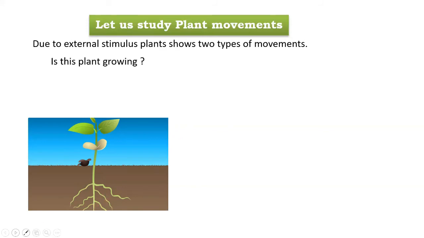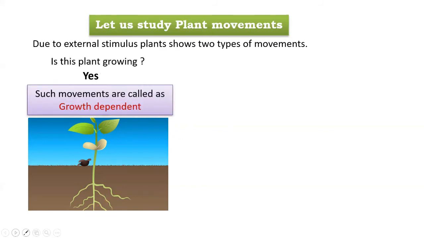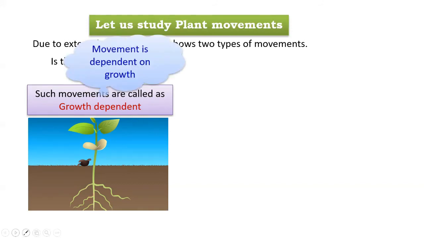I hope you have all understood it well. Such movements are called growth dependent movement. The definition of growth dependent movement is very simple. It is movement exhibited by plants which is growth dependent. It means until there is growth, that kind of movement will not be exhibited. Fine, let's move ahead and learn about it more.